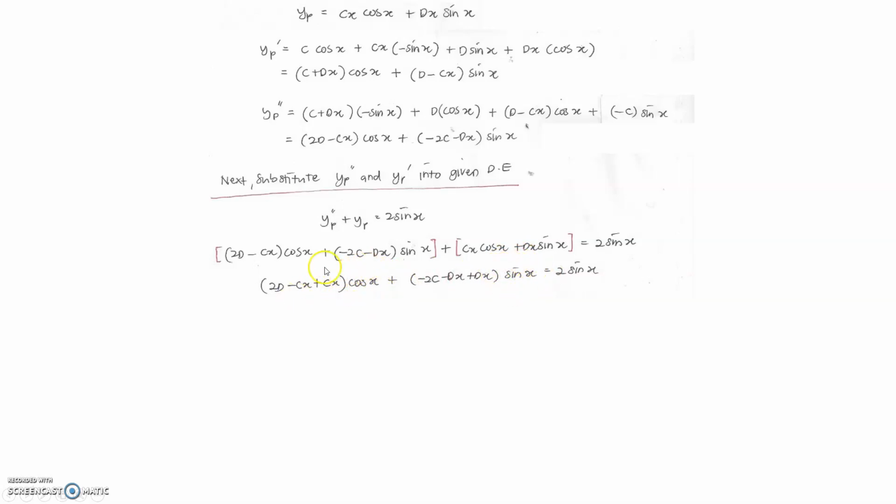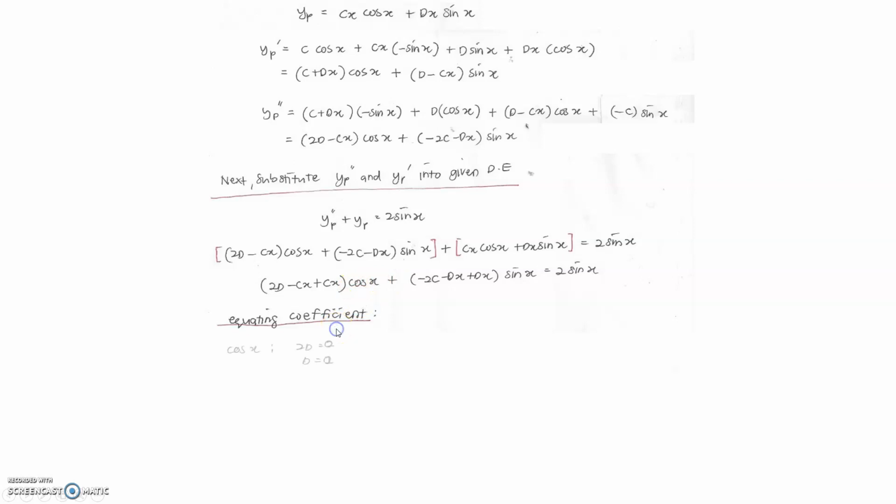For cos x, 2d minus cx plus cx. So it's negative cx plus cx, I can cancel it out, so I'm left with 2d cos x only. For sin x, negative 2c minus dx plus dx. So minus dx and plus dx, I can cancel it out, so I'm left with negative 2c sin x. After I rearrange it, I can equate the coefficients.